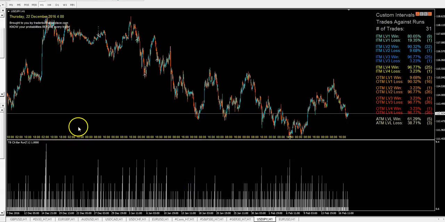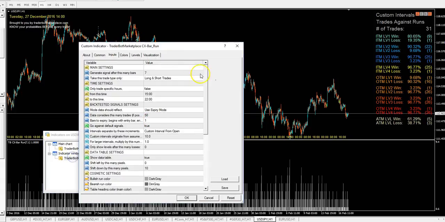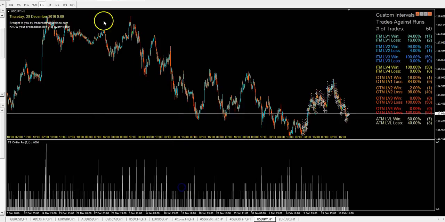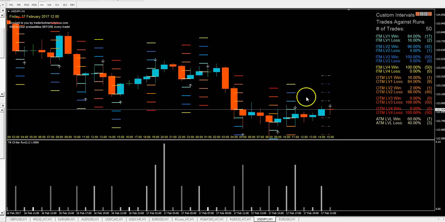Now I use this a lot in trend following. I'll wait for a trend and then I will get in on X number of bars of a pullback. But that's all it is. If you want to see how often price wins after, say, a 2-bar run, you can do that. So, even just a 2-bar run, over the past 50 trades, it's got a 60% win rate at the money. So that's the bar run.